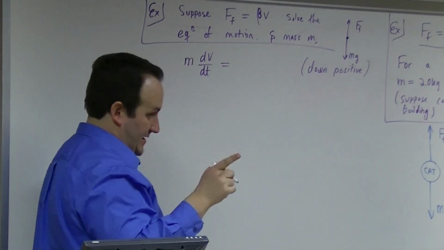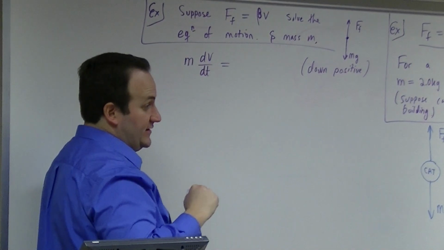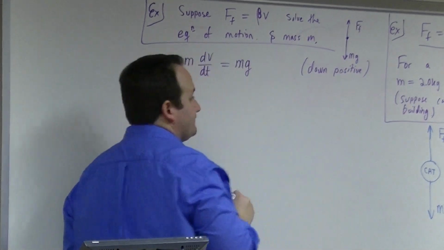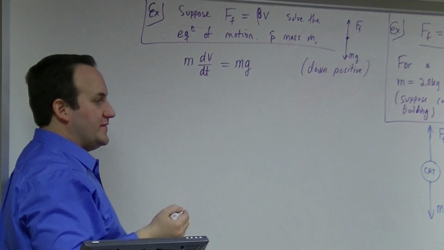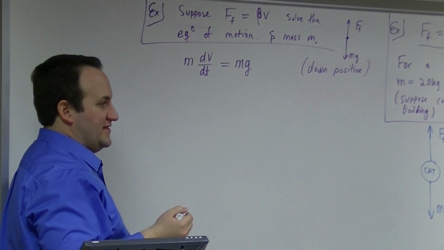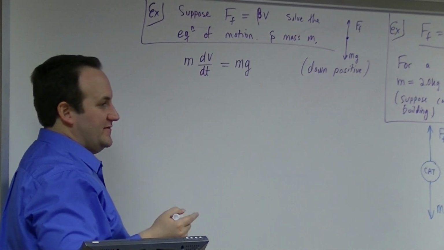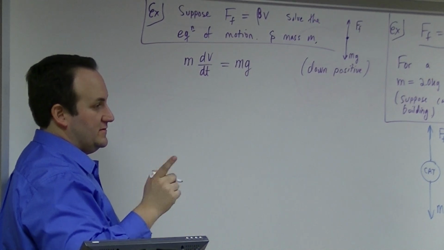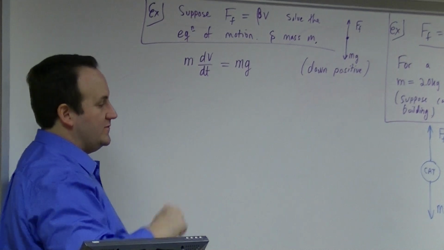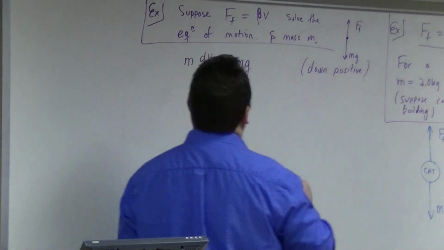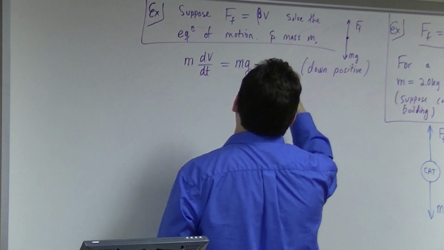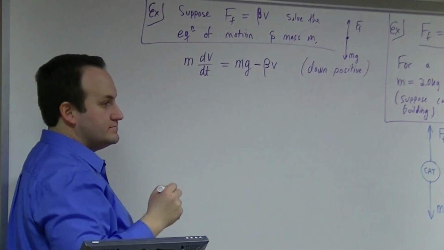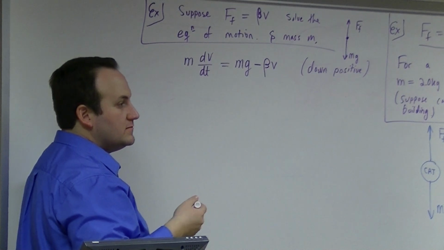If I say that, I write m dv/dt. Well, first of all, mg is positive, right? Force of friction, on the other hand, here's the kind of tricky part. Down is positive. That means v is positive, right? Downward is some positive velocity in this case. So I guess I just get to do minus beta v, right?